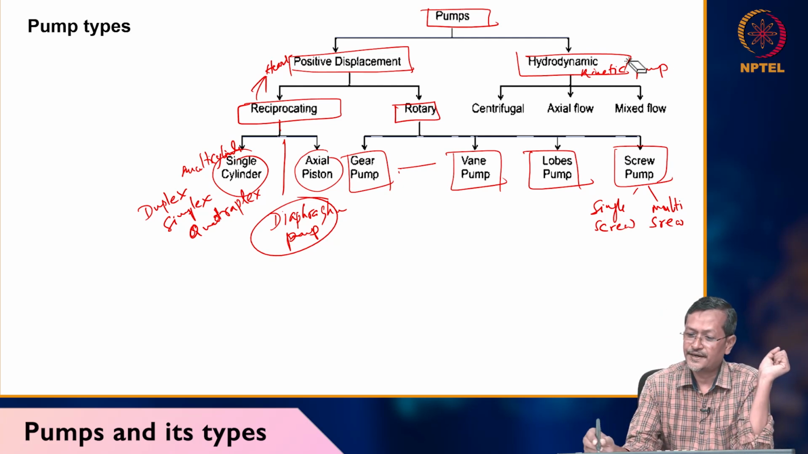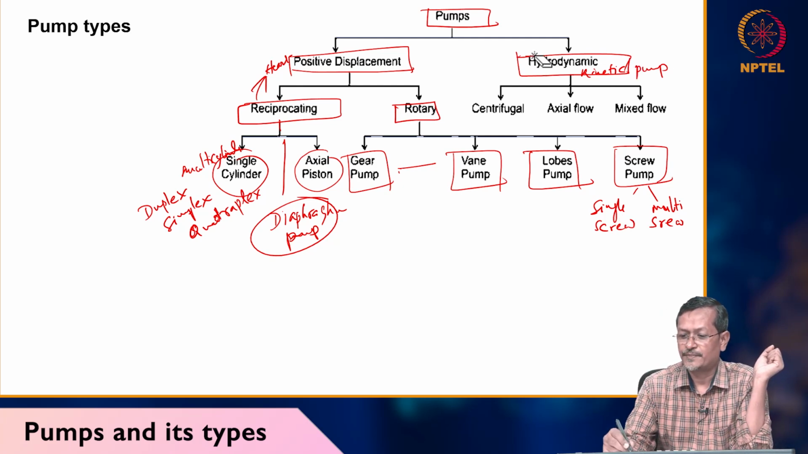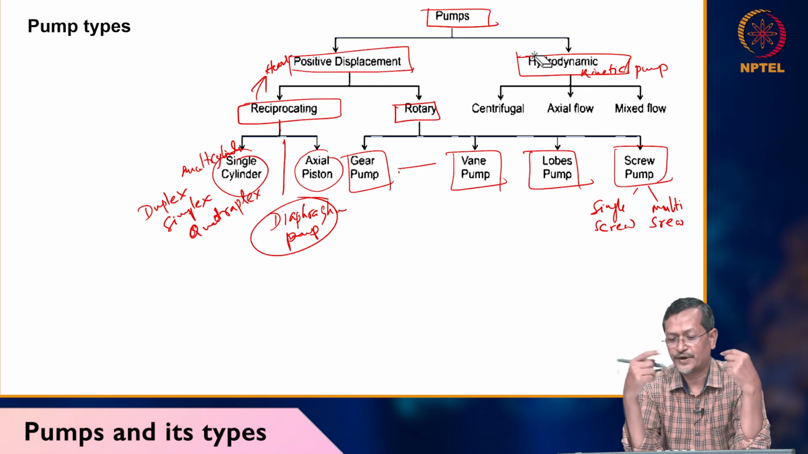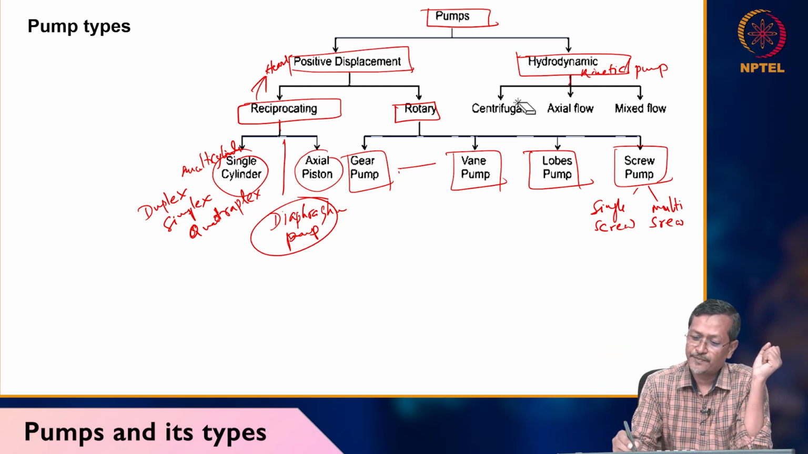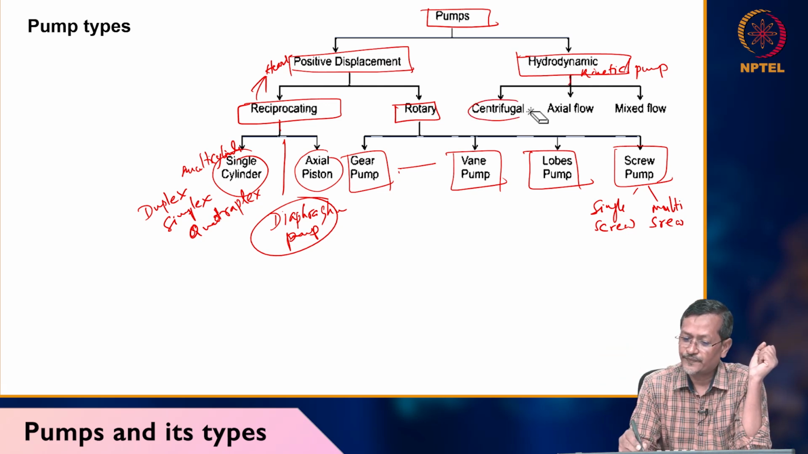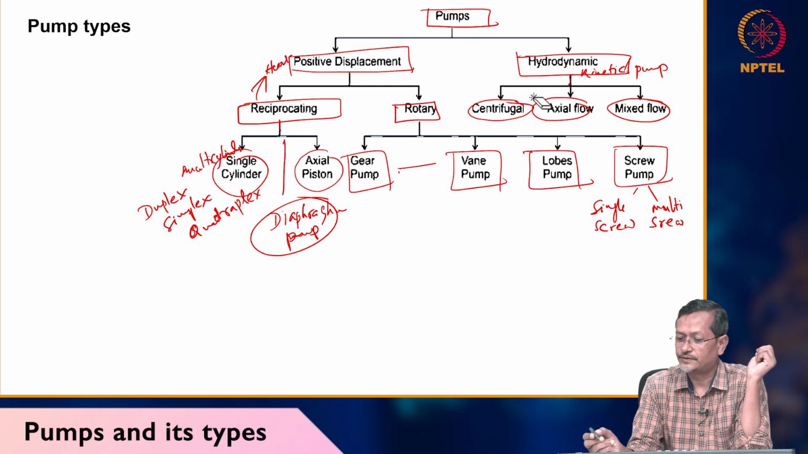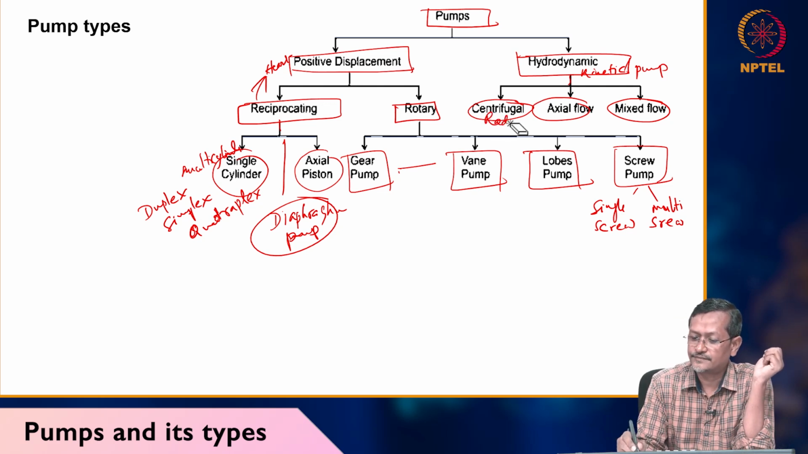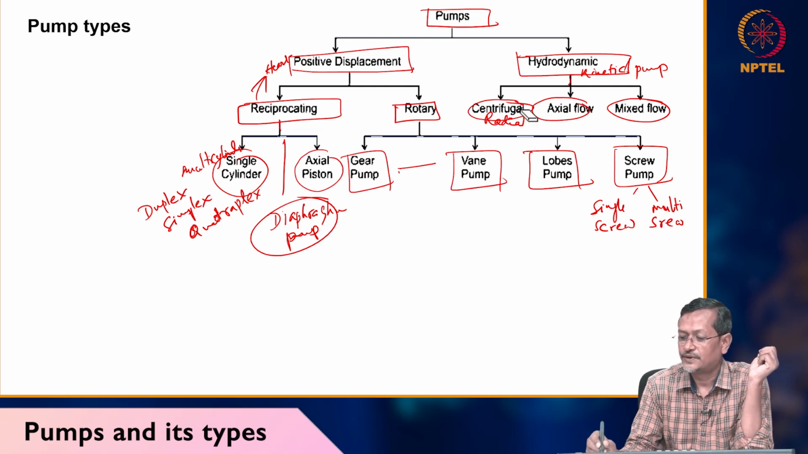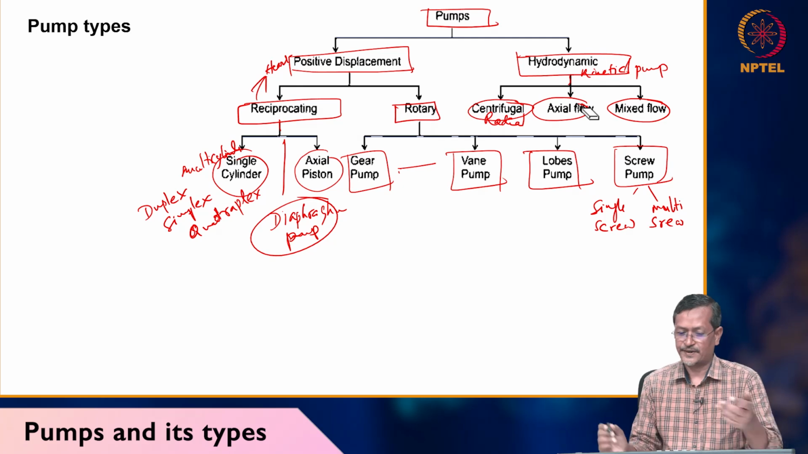Another is the kinetic pump. A kinetic pump is actually a rotary pump, where one centrifugal impeller rotates continuously. That type of pump has three types, basically centrifugal, axial flow and mixed flow. Centrifugal, or radial I can say, axial flow and mixed flow. Instead of centrifugal I should write radial. I'll explain later.